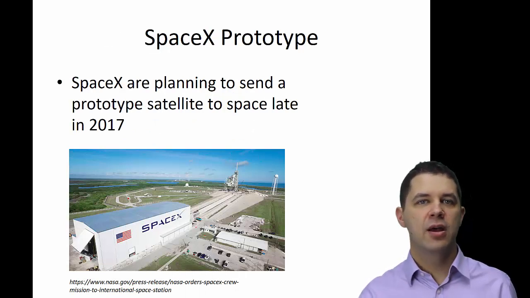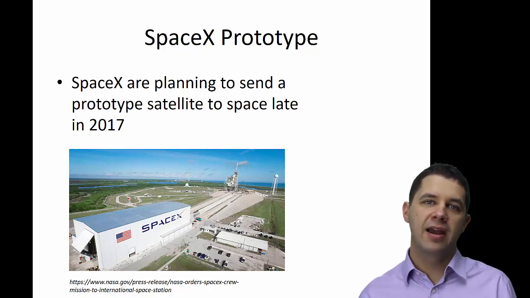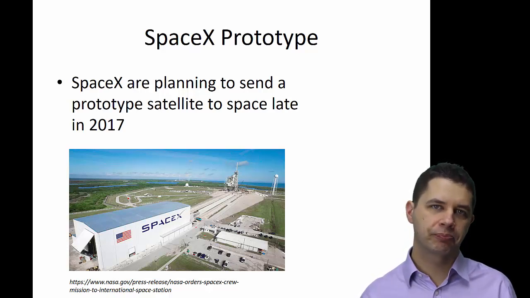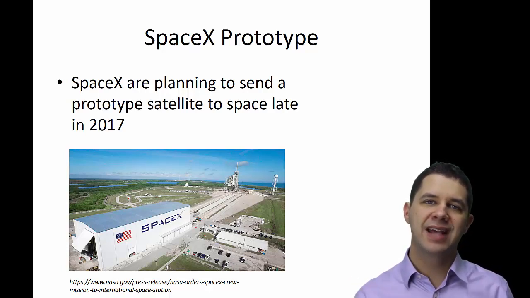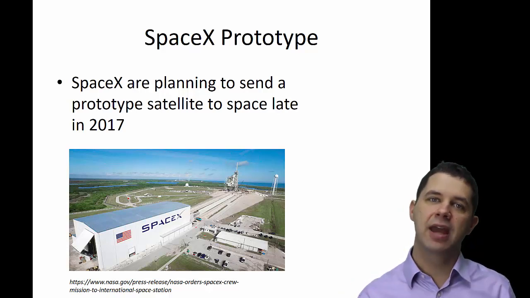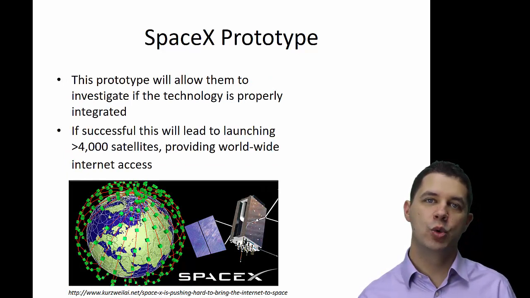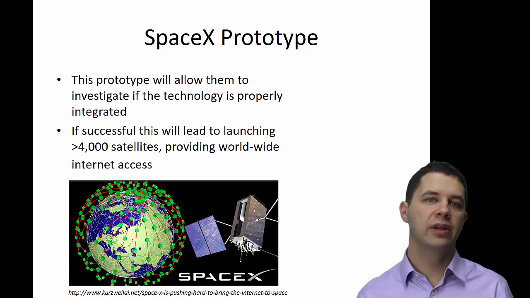For example, another place that we might see this prototype happening is in a SpaceX program. So 2017, if all things go to plan, they're planning on launching a prototype satellite. And the idea of this prototype satellite is to give them data and actually demonstrate that they have the capability to do this. It'll also allow them to demonstrate whether the technology will work in the sort of conditions that it needs to work in. And hopefully it will lead to the launching of a whole series of satellites providing worldwide internet access.